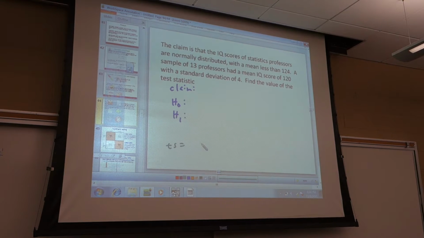That's not working. Well, it's negative, so. Yeah, I got negative 2. I don't know. It's the sample. So then find your test stat.